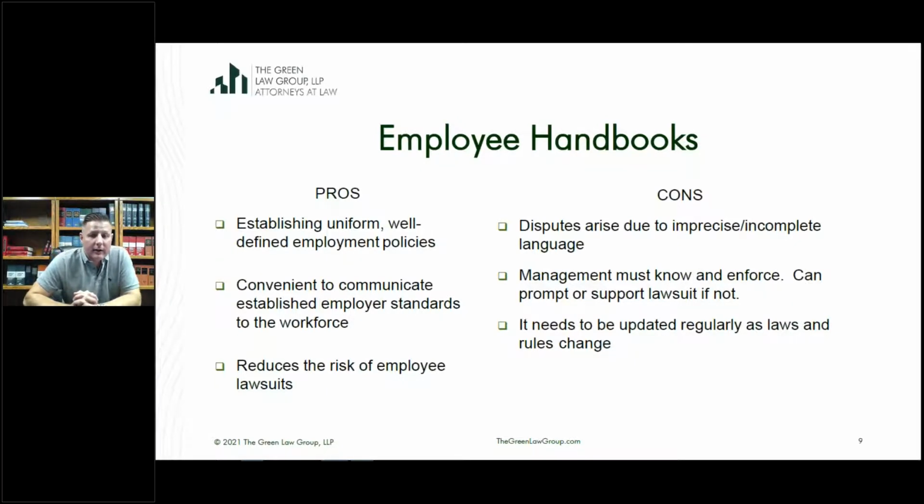Now, some of the cons of an employee handbook is if they're vague or imprecise, it can create disputes where disputes otherwise would not exist. And the most important thing about an employee handbook is management has to know what's in it and abide by it. For example, if you have an employee handbook that has a progressive discipline policy, which is a policy that says if there's performance issues, the first time you get a verbal warning, the second time you get a written warning, then the third time you're terminated, and you don't follow that policy, an employee or an attorney is going to use that against you and say, well, the reason you didn't follow your policy is because you're firing the employee for an unlawful reason.